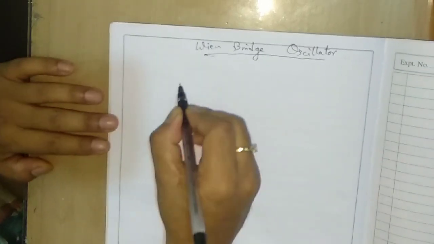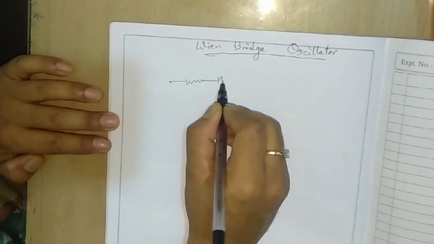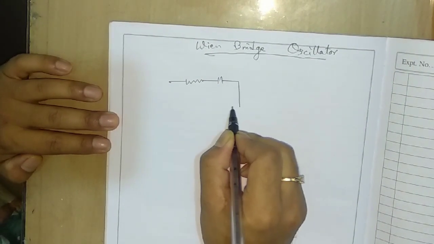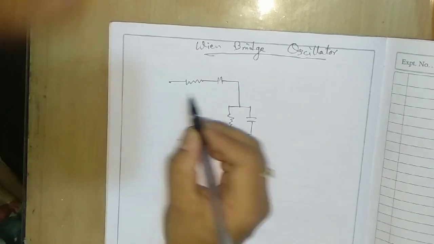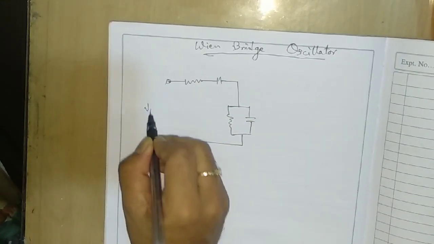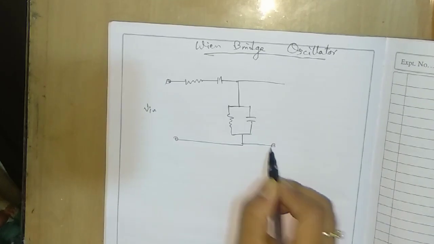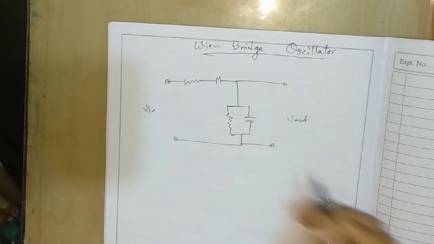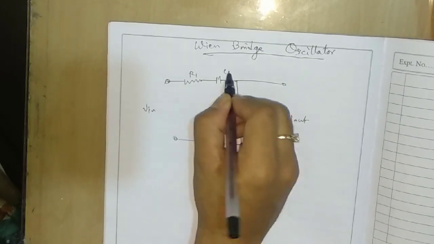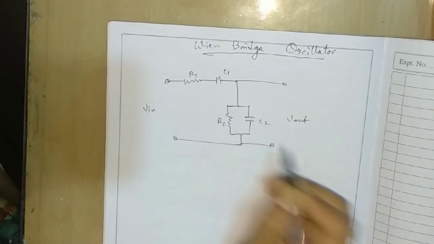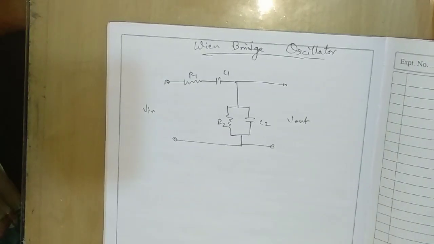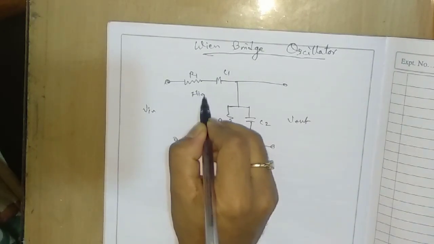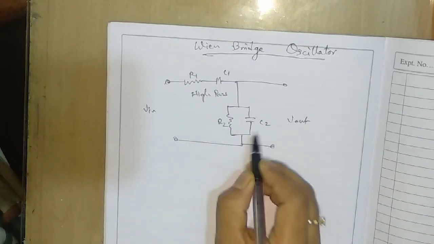We know a Wien bridge is a combination of two RC networks, one in series, another in parallel. So this is our Wien bridge. Here we have our input and here we have our output. Suppose this is R1 C1, this is R2 C2. Now this is a high pass filter, we already know, and this is a low pass filter.